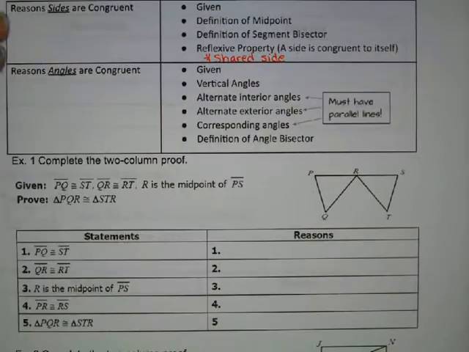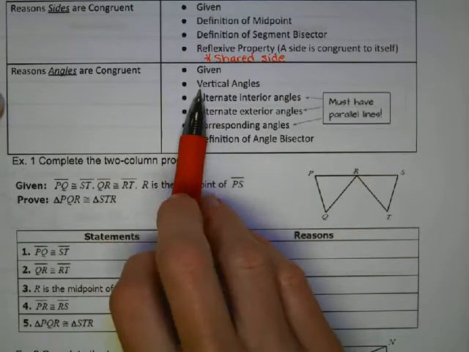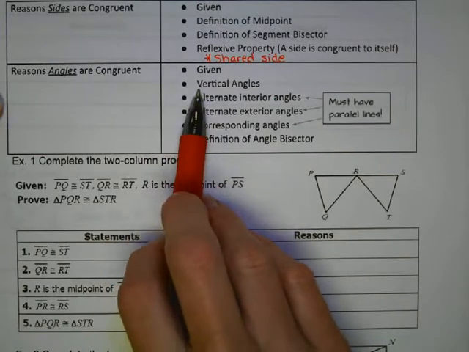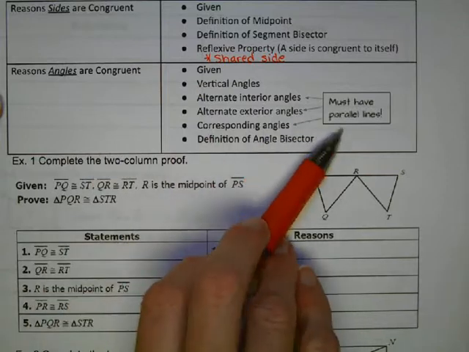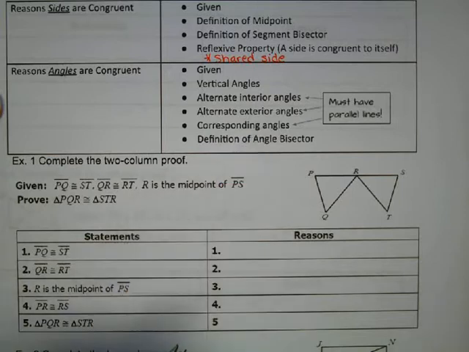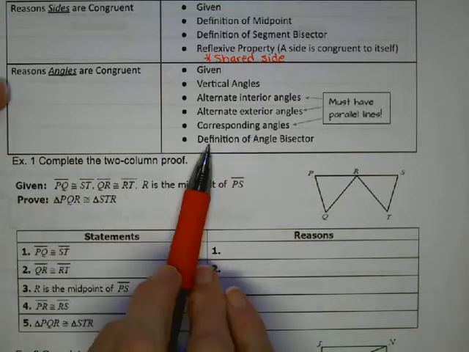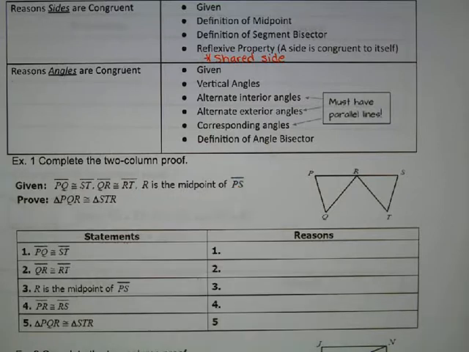Angles, different ways angles might be congruent: it might be given in the statement. We talked about last class that vertical angles are congruent. If we have parallel lines stated, then we can use any of the parallel lines congruent statements. And another one is if angles are bisected, we know that they are congruent. So we're going to start off with this one.